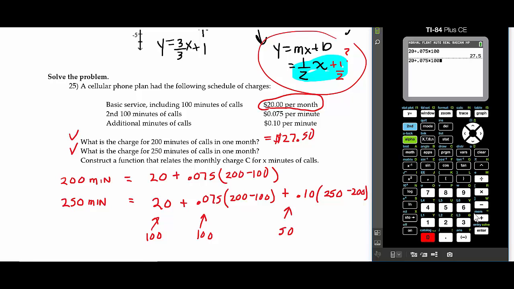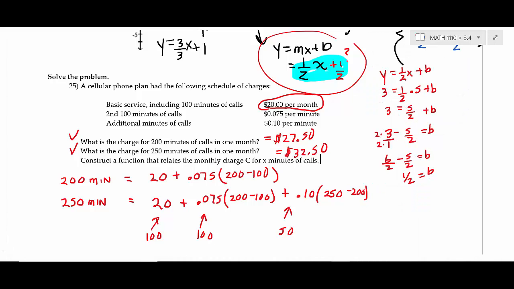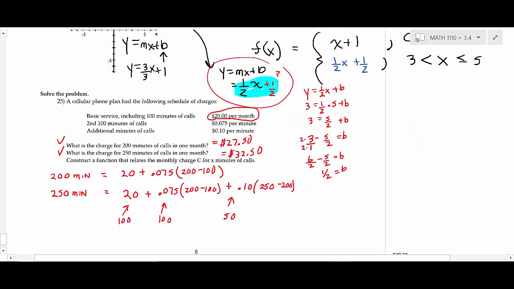Now you have your extra 50, and you multiply that by 0.10, and if you did that, you would have 32.5. So the answer to this problem would be $32.50. Now that's the easiest part of the problem. The harder part is trying to put this together in a piecewise function. So we're going to think about that and see if we can get this put together. This takes a little bit of thinking.